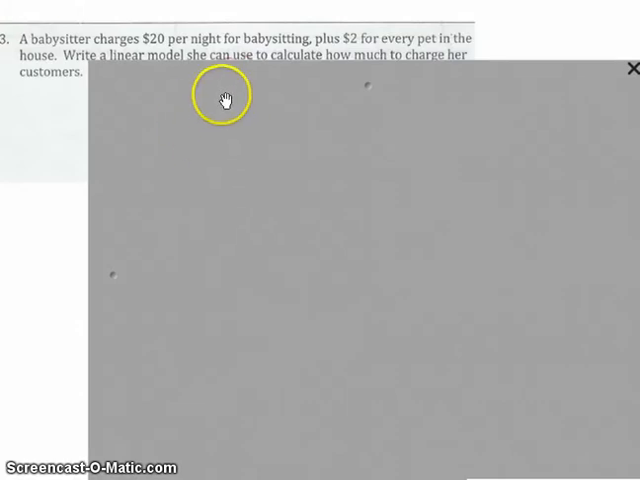So in this case, the babysitter starts at $20. It doesn't matter whether the babysitter babysits for 15 minutes or 15 hours in a night, she's going to charge $20. Plus she's going to charge $2 for every pet that's in the house. It's a strange word problem, but this is the word problem we have to work with, so let's live with it.